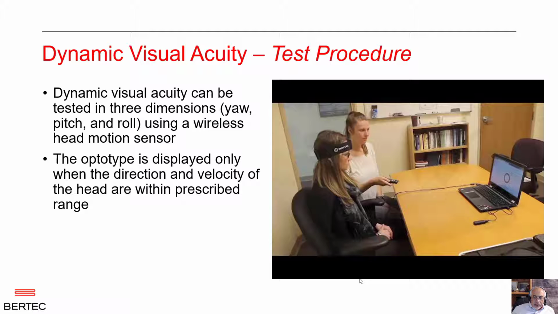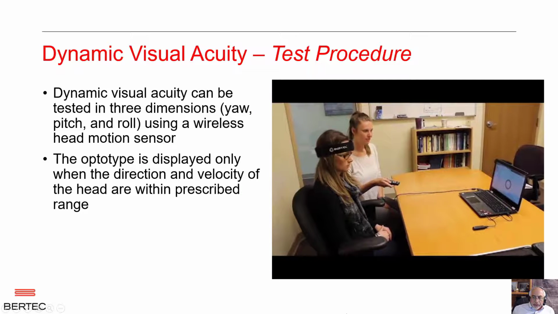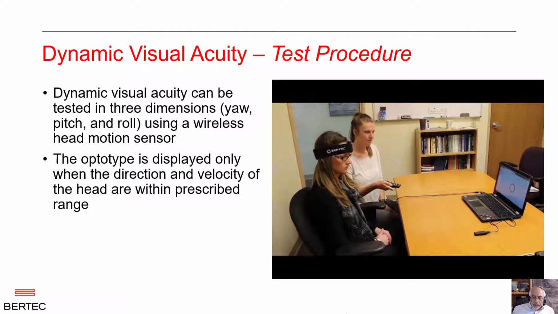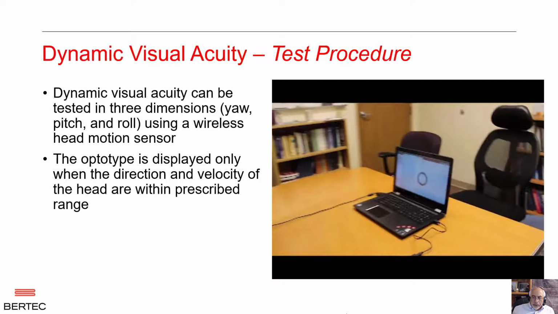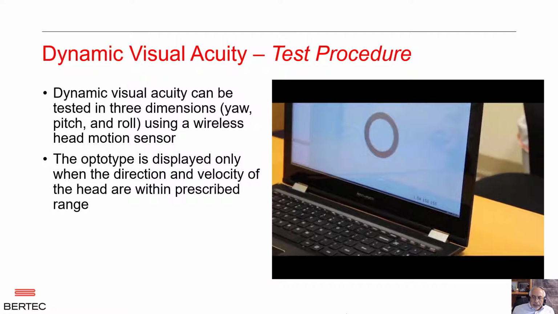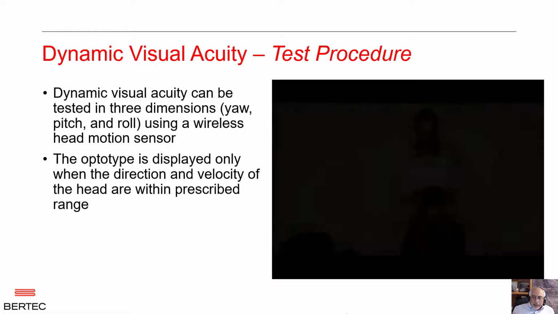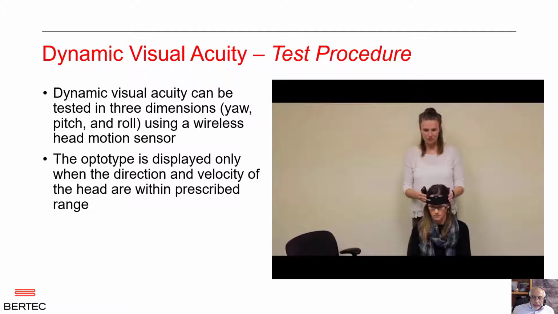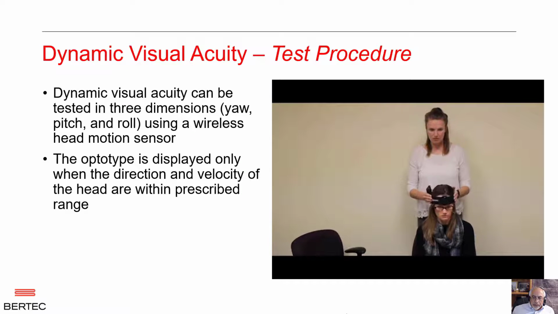The DVA testing system at Bertec is called Bertec Vision Advantage, or BVA. You can see here that the patient is wearing a wireless head motion sensor and she's sitting in front of a laptop. As she moves her head, concentric circles in the middle of the screen provide feedback about how fast the head is moving and what the acceptable range is. Once the optotype is displayed, the patient calls out the direction and the examiner enters the choice. As we discussed, the other option is for passive head motion, where the examiner moves the head.